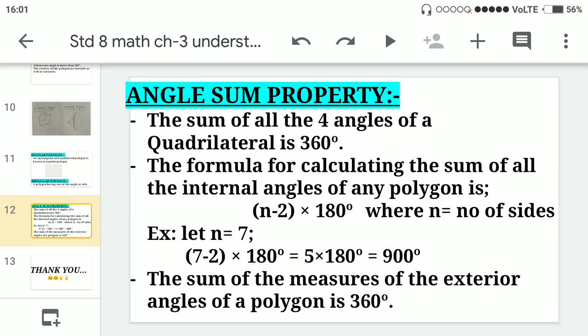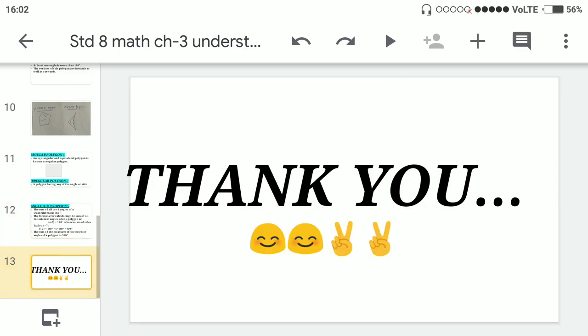Okay. And another interesting fact is that the sum of the measures of the exterior angles of a polygon is 360 degrees. That means whether a polygon contains 4 sides or 5 sides or 10 sides or 1000 sides, whatever number of sides it may contain, if you add all of its exterior angles, the summation will be 360 degrees. That means the sum of exterior angles is the same whatever polygon it is, but for interior angles we have to calculate one by one by putting in the formula (n minus 2) into 180 degrees. Okay, so this much for today.